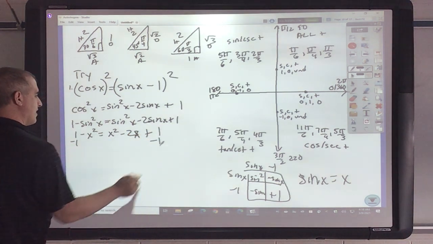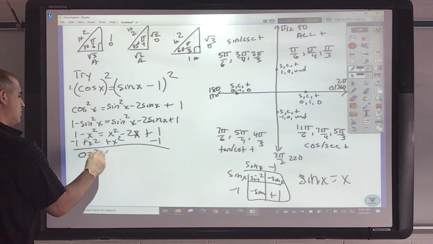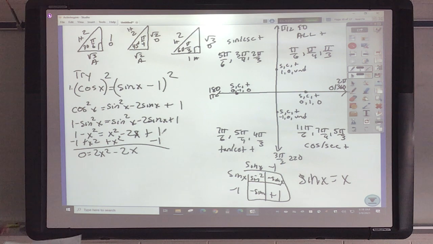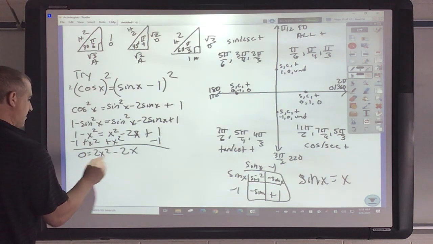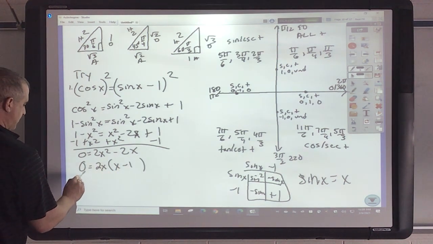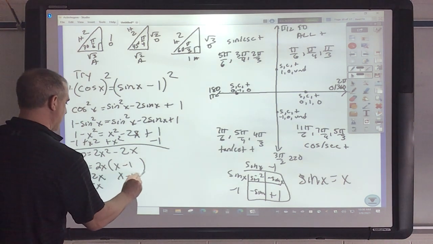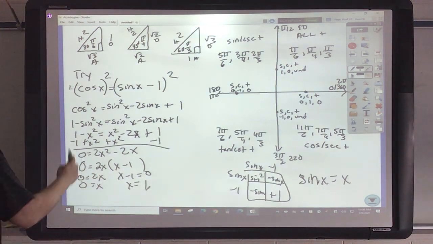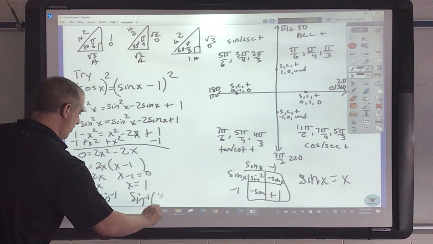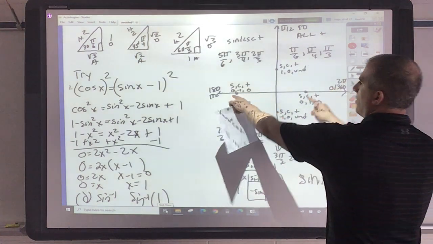I would subtract this 1 over here, and I would add this x squared. So what this is going to be is 0 equals 2x squared minus 2x. If I'm taking out a GCF here, that would be 2x times x minus 1. So I'm looking at 2x equaling 0, or x equaling 0. I would look at setting this equal to 0, which would be x equals 1. Bring back sine. So I want to do inverse sine of 0 and inverse sine of 1. Well, inverse sine of 0 is just going to be 0 and pi.